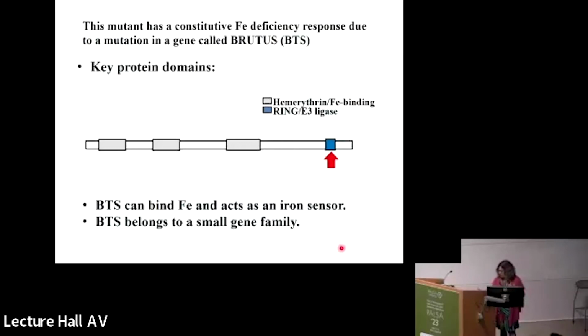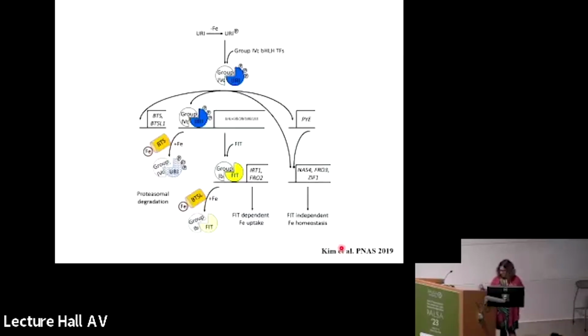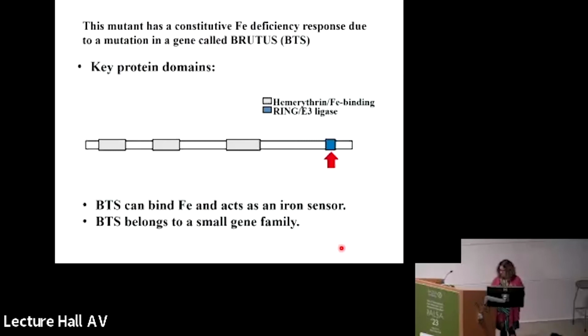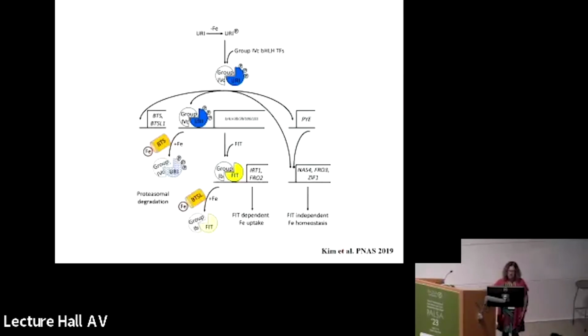So Brutus belongs to a small gene family. And I put this in, I'm not going to go over it. We've been spending a lot of time on the regulatory cascade, but here's Brutus down here as a barrel attached to an iron molecule, and it's going to ubiquitinate and turn over these transcription factors, which in a cascade eventually turn on all of the iron uptake genes like IRT1 and FRO2.